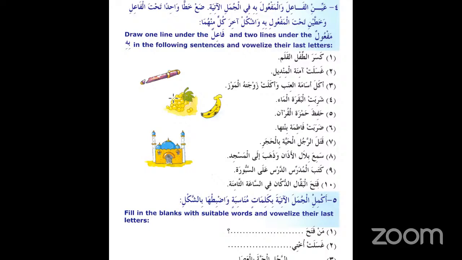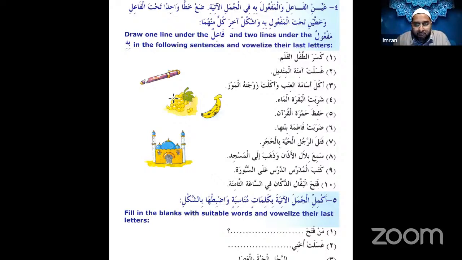Correct. Wa akalat zawjatuhu al-mawza. So his wife ate bananas. Wife is the fa'il and bananas are the maf'ul bihi. Excellent. Sister Huma Zedi, number 4.